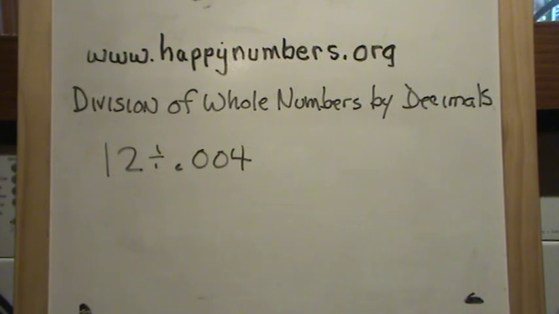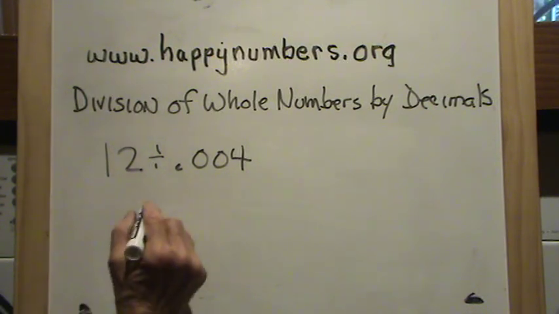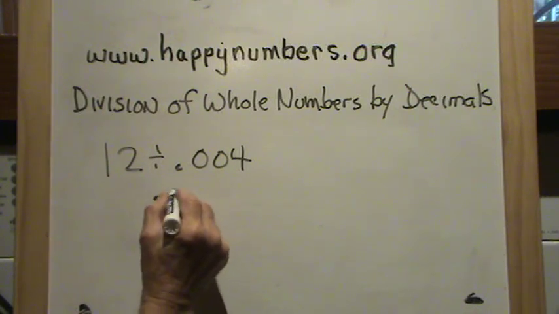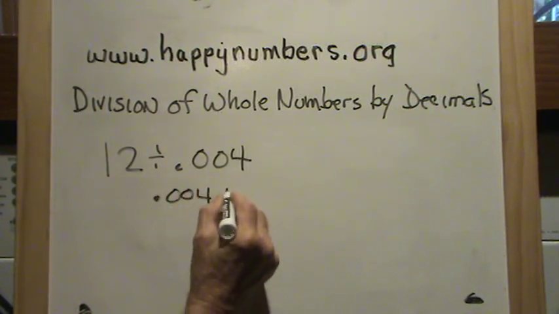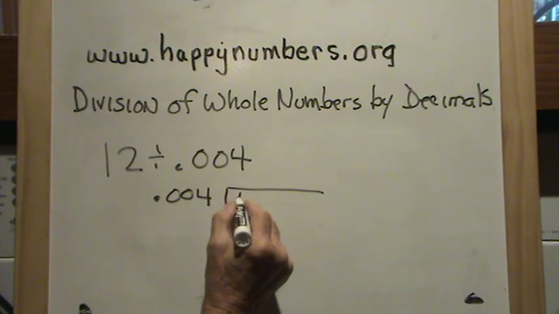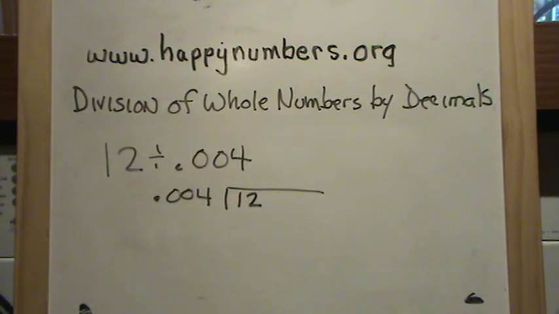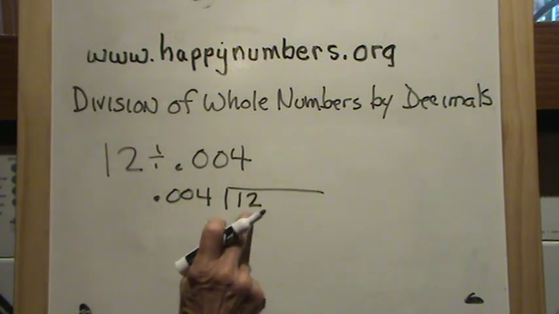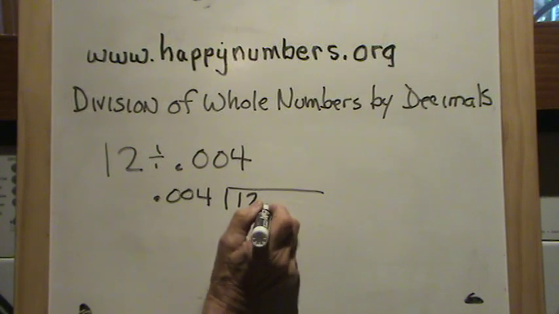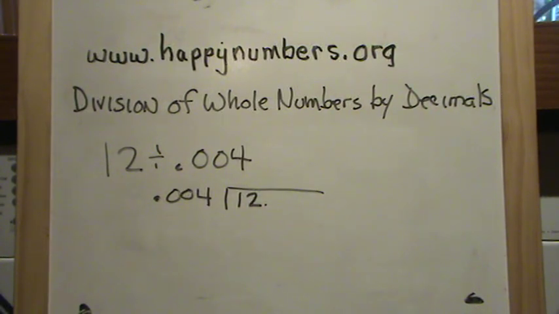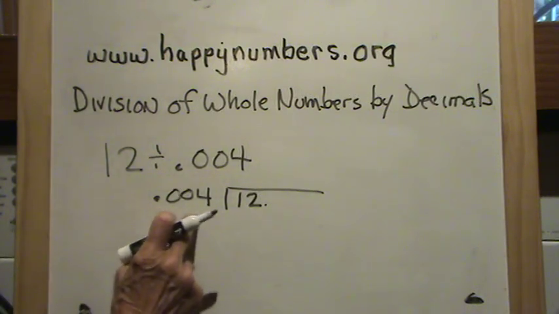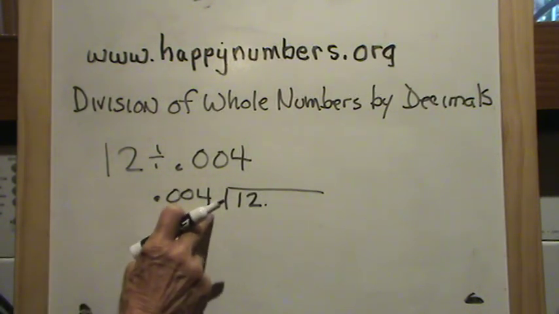4 thousandths. First we have to write the problem in a way that we can do the division. So our divisor is 4 thousandths and we're dividing it into the whole number 12. Two steps are involved here. When you put the dividend here, the number that's divided into, just put a little temporary decimal point there. Now we do just like we did in the last lesson. We have to make our divisor a whole number.